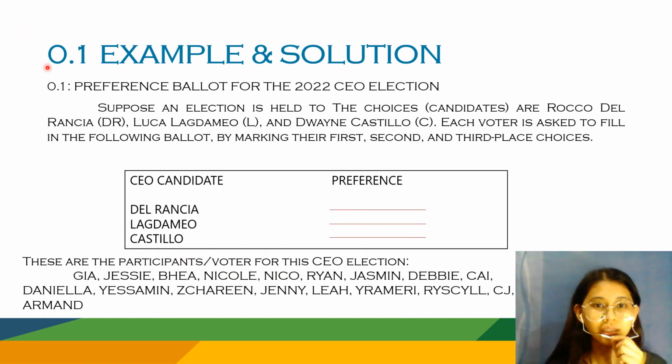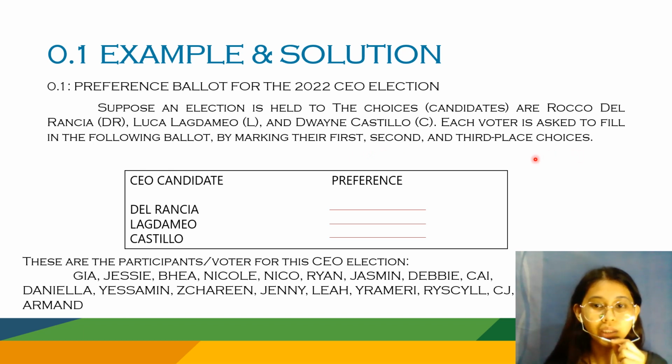So we have our first example for the plurality with elimination method. We have the CEO election. Suppose an election is held where the candidates are Rocco Del Rocha, Luca Lagdameo, and Dwayne Castillo. Each voter is asked to fill in the following ballot by marking their first, second, and third place choices.